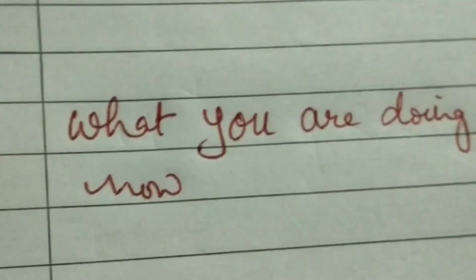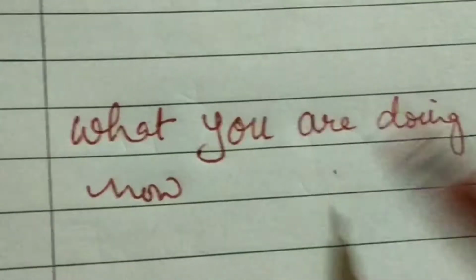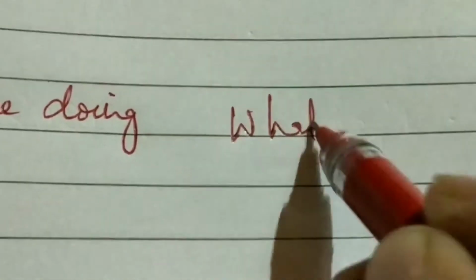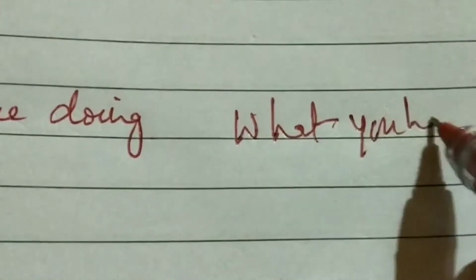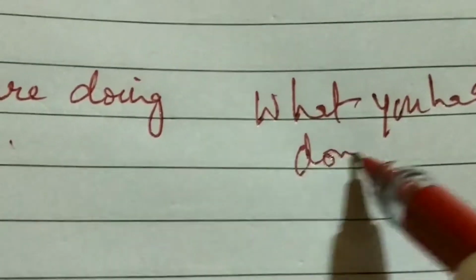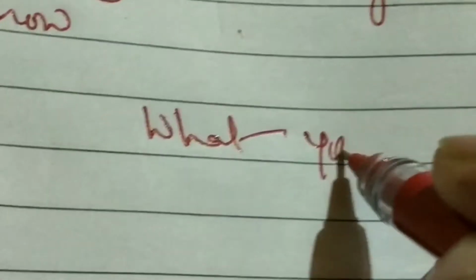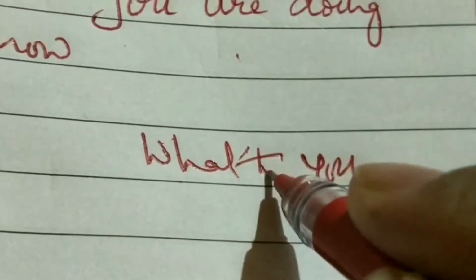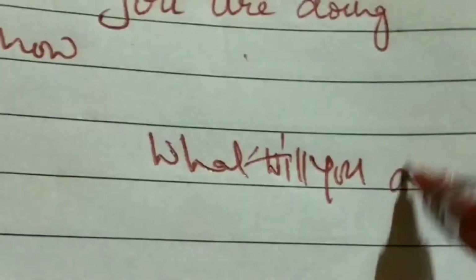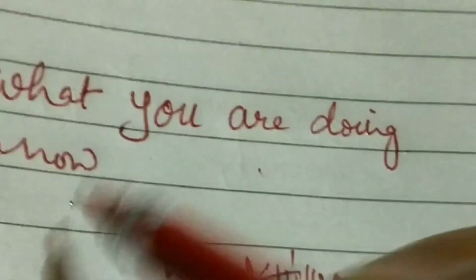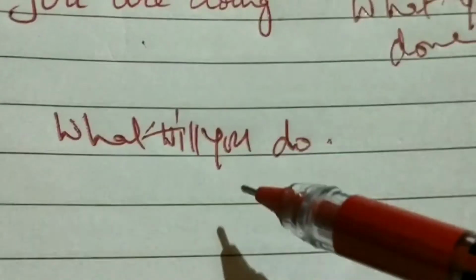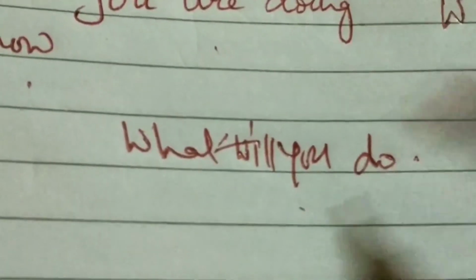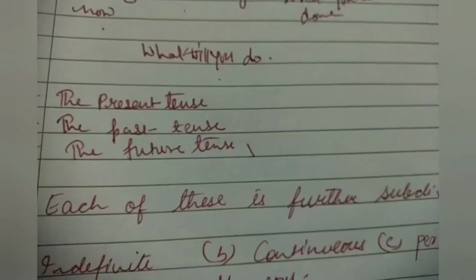Okay, so present tense denotes what you are doing now, past tense what you have done, and future tense what you will do. So accordingly, present tense, past tense and future tense. I hope you have understood this much.